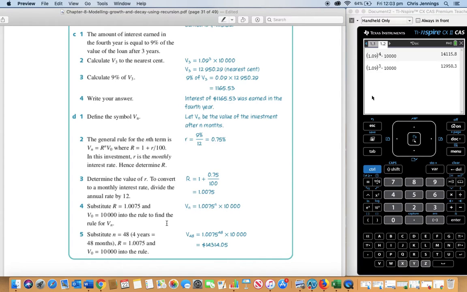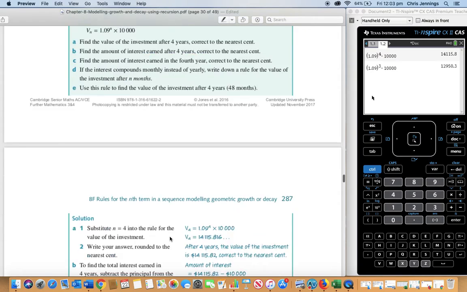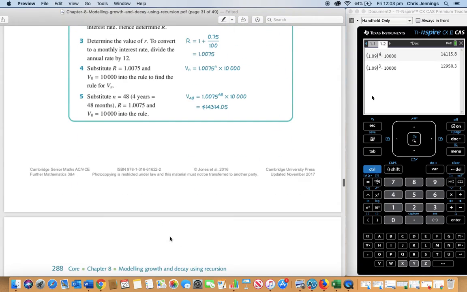And then if they want us to find out after 48 months, which is 4 years, which is way back up here, what we have to do there, the investment after 4 years, because it's now in months, we have to now put 48 to the power of that. It seems like a lot, but have a look how small this number is here.